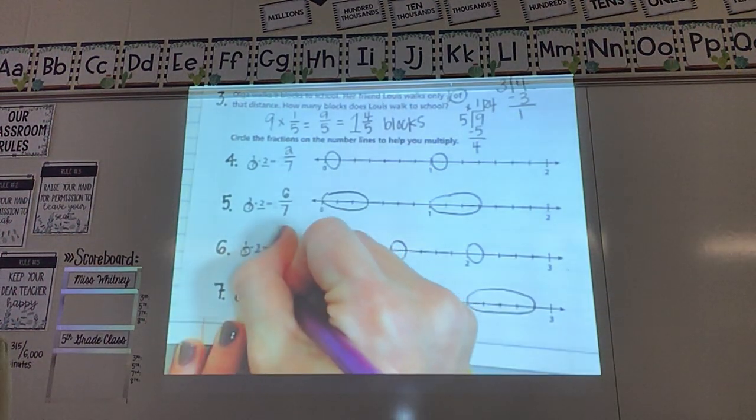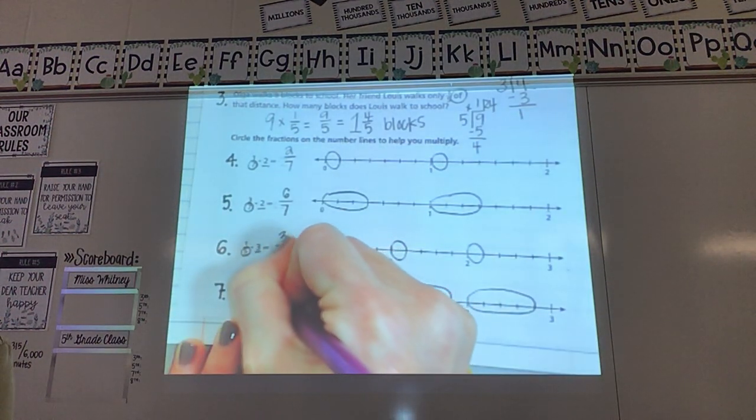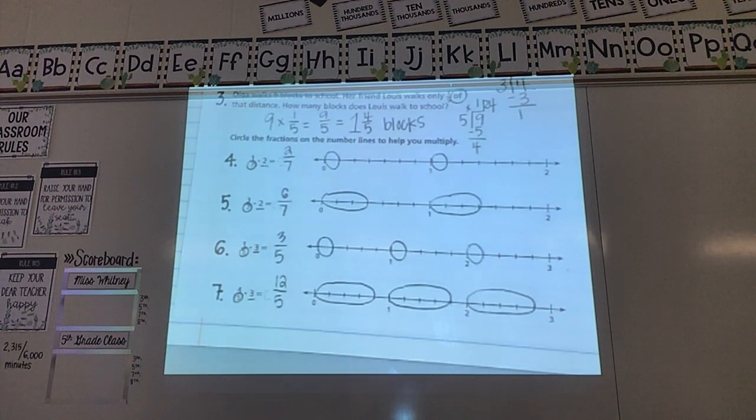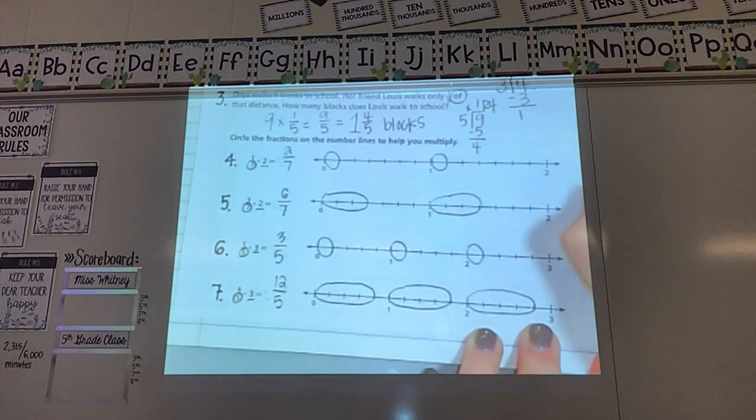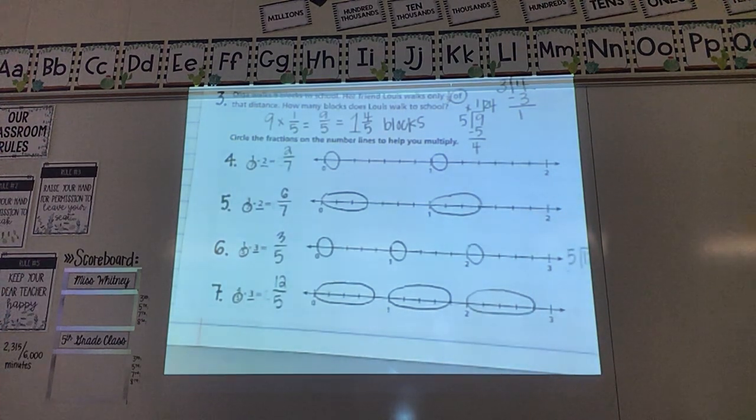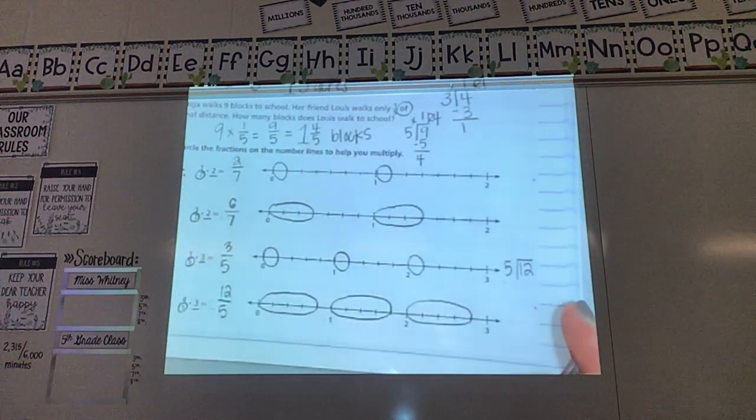I ate 12/5. Uh-oh. What do you see wrong with that? It is an improper fraction. We need to fix it. All the rest weren't, but that one is. So let's fix it. 12 divided by 5. How many 5s will go into 12? Oops, you can't see that very good. Let me fix it for you. There you go. How many 5s will go into 12?